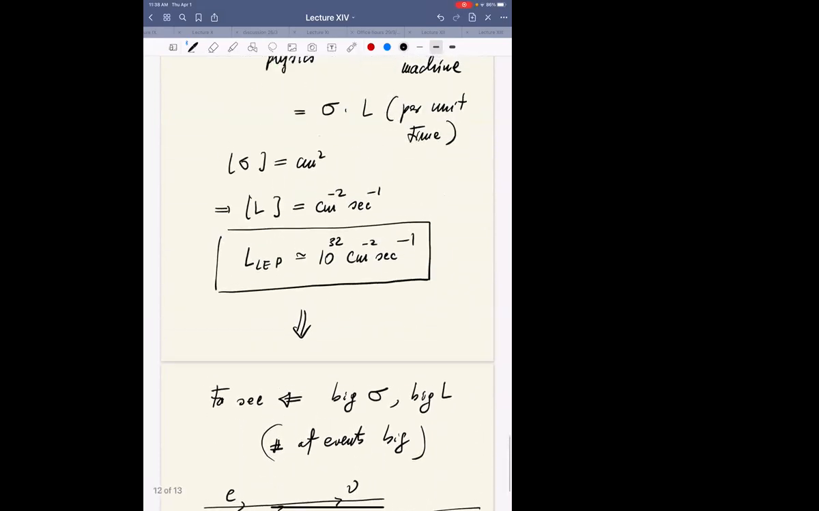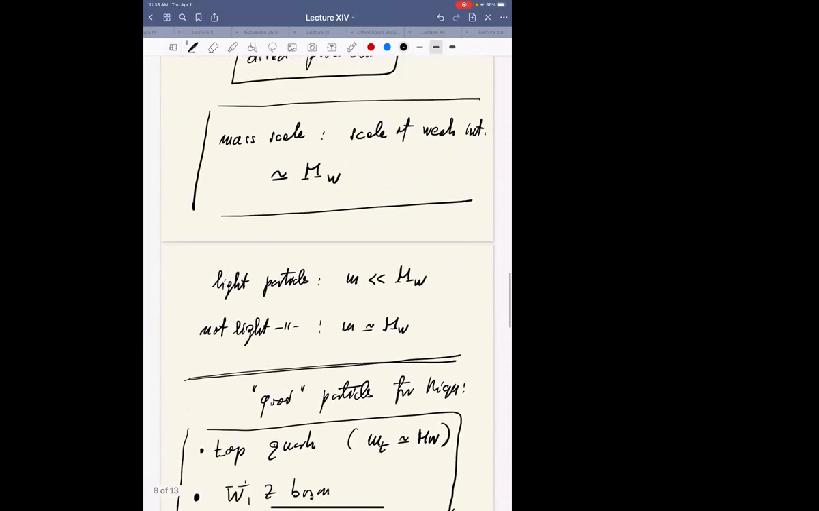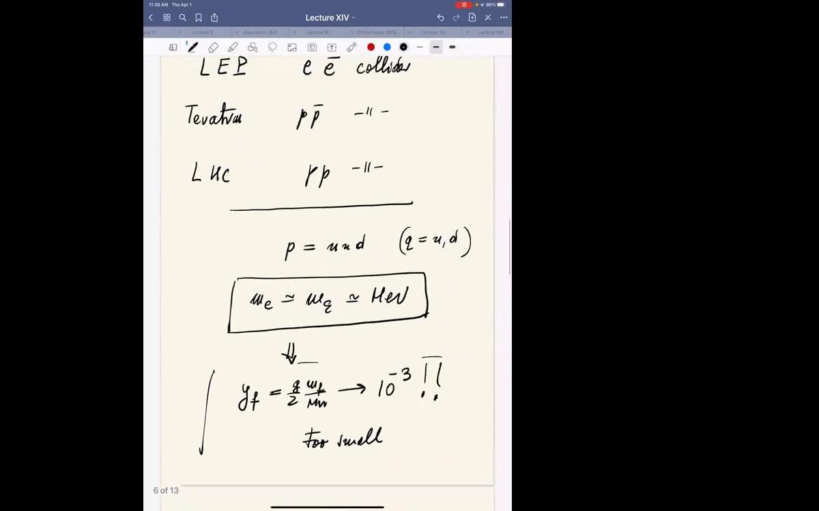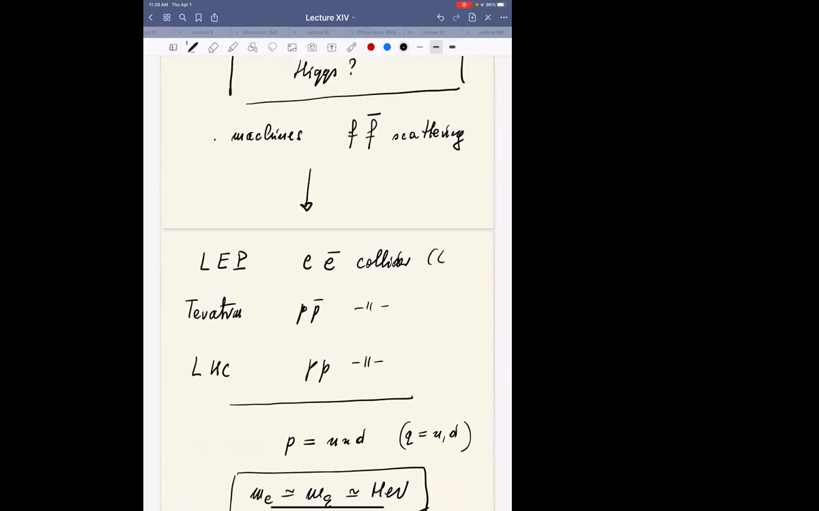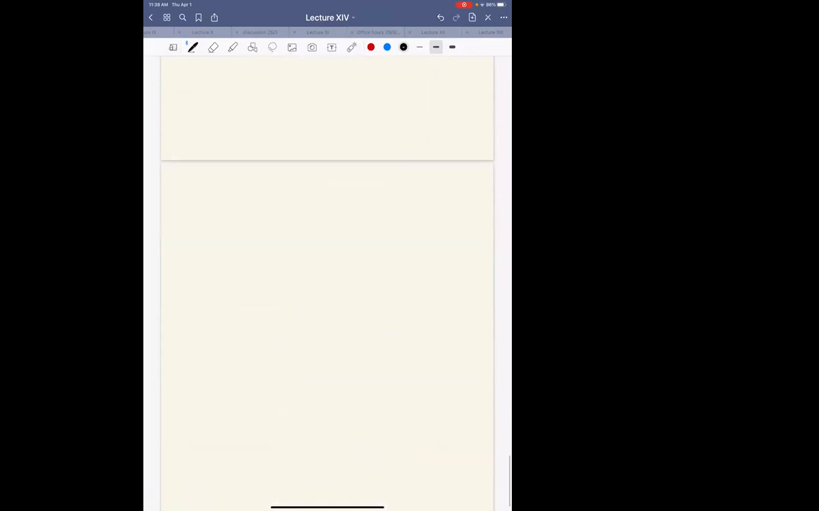As the LEP was going on, so was the Tevatron. LEP is at CERN, built by CERN. This is Fermilab. LHC CERN, if you wish. The Tevatron has more energy. The name tells you: TeV. Enough energy. A p plus p-bar machine.